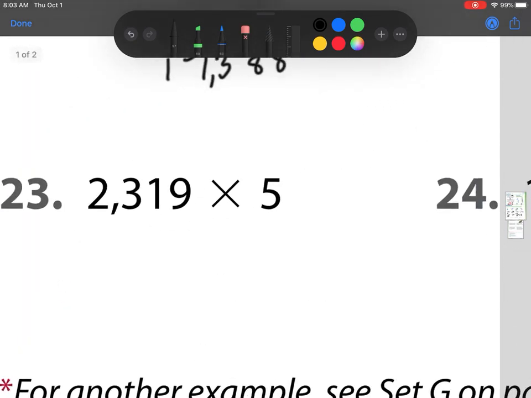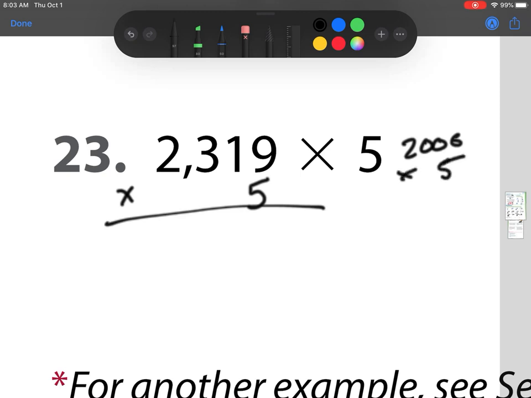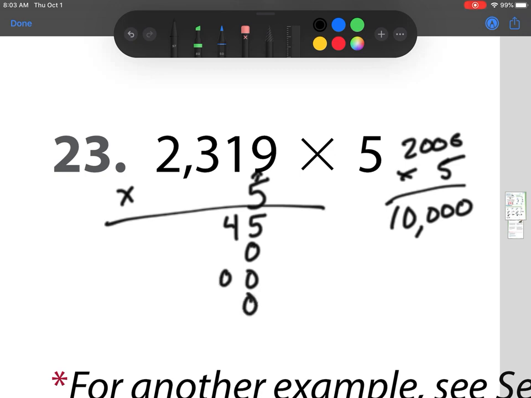Our last ones for these problems. So again, we're going to stack them. And now let's do our estimation. This would be 2,000 times 5, which is close to 10,000. So we now have 5 times 49. I'm going to use my partial products, 45. And I'm going to put those zeros in to start with. So now I can just multiply and add my answer.